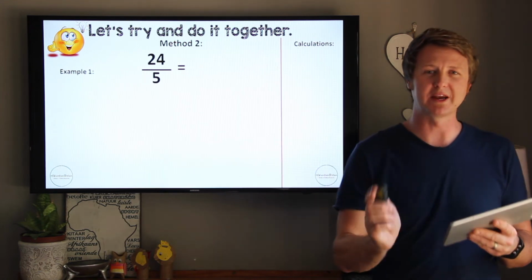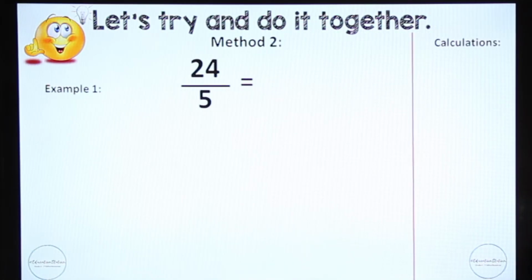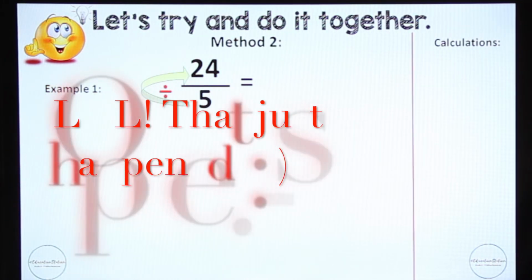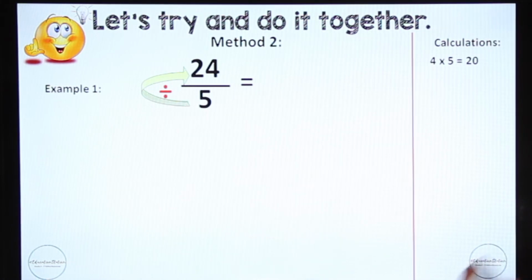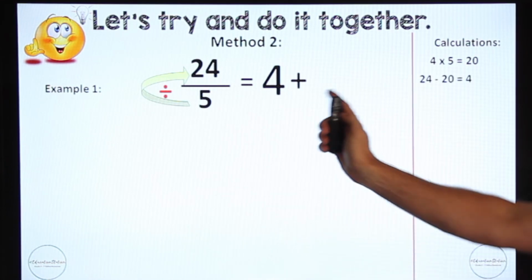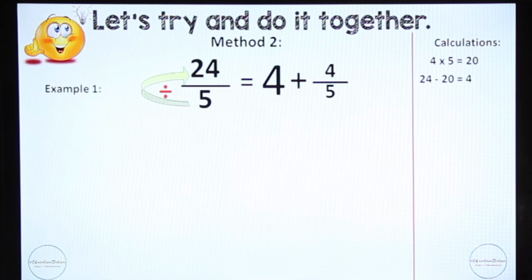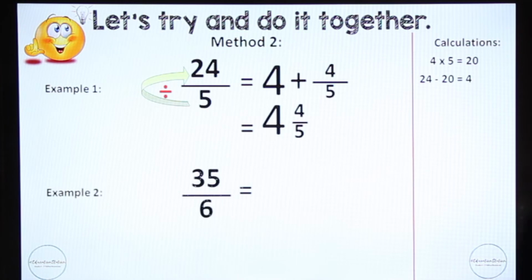So let's look at 24 fifths. You ask yourself the question, how many times can 5 divide into 24? And if you do know your multiples and your times tables, you'll know that 5 times 4 equals 20. So 5 goes into 24 4 times. So you can take out 4 whole numbers. Now you need to subtract the 20 from the 24 and you're left with 4 fifths. And you add 4 fifths to your 4 whole numbers that you've already got, and your answer is 4 and 4 fifths.